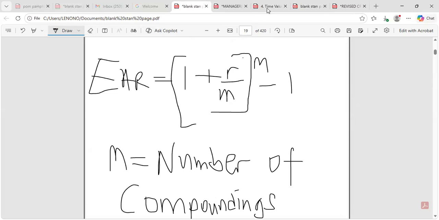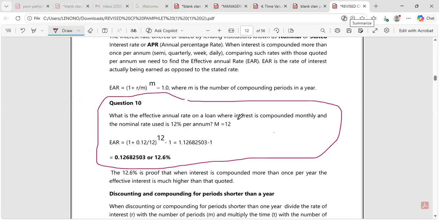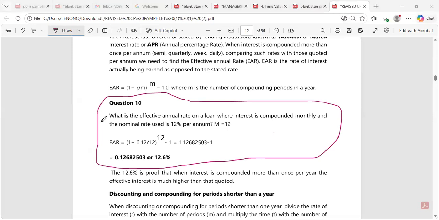So from here, you can read the question for us. Question number 10. What is question 10 saying? Question 10. What is the effective annual rate on a loan where interest is compounded monthly and the nominal rate used is 12% per annum? Where M, the monthly compounding, is 12.